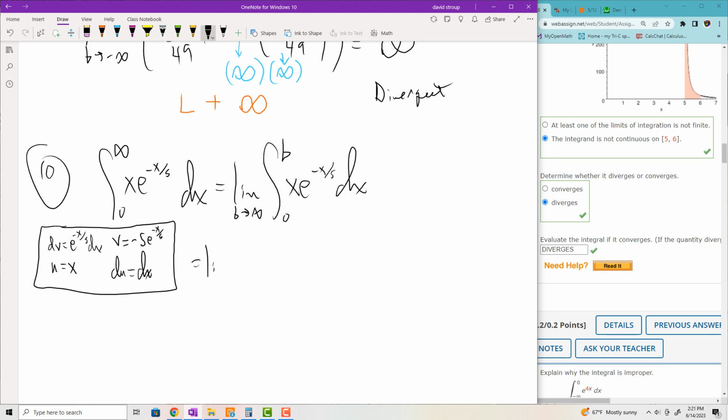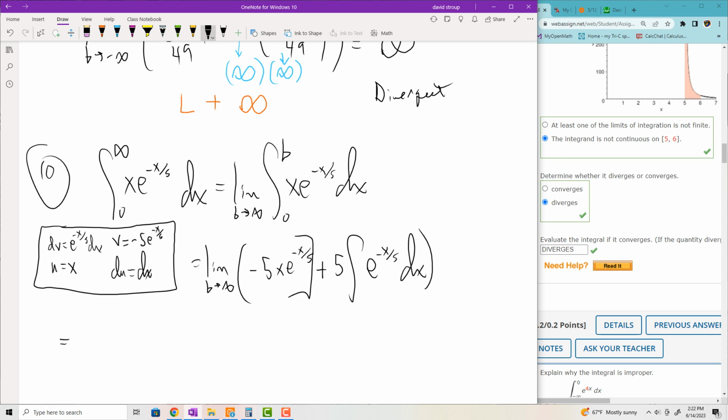Okay, now I can go ahead and rewrite my integral. It's going to be u times v, which is negative 5x e to the negative x over 5, minus the integral of v du, which has a negative in it, so it's going to be plus. I can factor out 5, and then I have the integral of e to the negative x over 5 dx. I'm going to be evaluating here soon. Then let's evaluate the second integral there. So the limit as b goes to infinity of negative 5x e to the negative x over 5 plus, well, it'll turn out to be a minus, right?